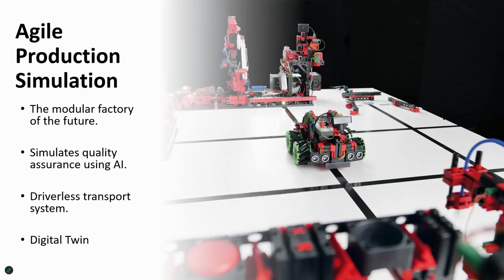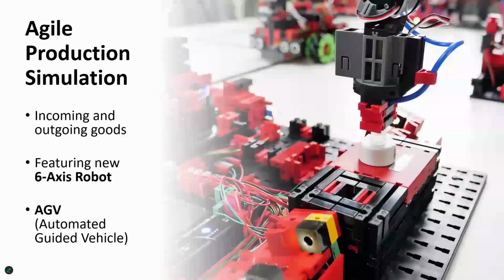It's designed to simulate processes such as quality assurance using artificial intelligence, the functioning of driverless transport systems, and to replicate automated processes on a small scale, from the receipt of goods into the system to modular production to quality assurance. The model includes several features not previously available in the Fischertechnik simulation line, including an automated guided vehicle and a 6-axis robot. The accompanying didactic materials help to translate the hands-on simulated processes into future skills for both students and teachers. And in addition, the digital twin of the model helps to significantly intensify the learning experience.